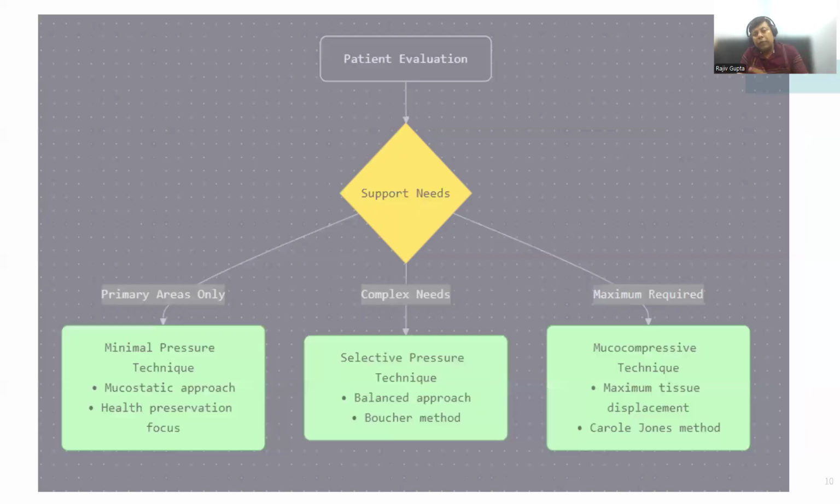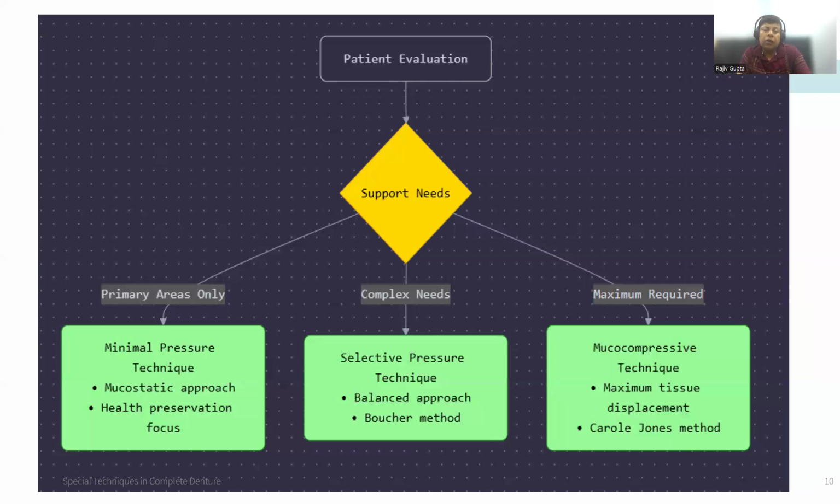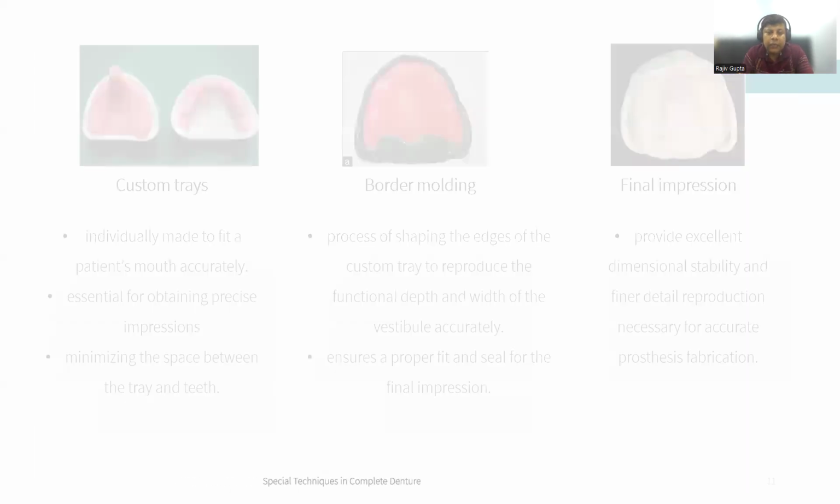So these are the basic steps included in the fabrication of a normal complete denture. So how do we decide what kind of impression technique has to be developed? There are different approaches suggested by various authors. One is your mecostatic approach, another is your mecocompressive approach. As the name suggests, mecostatic means we are giving very minimal pressure to the tissues. And when we talk about the mecocompressive, we are doing maximum tissue displacement, as in function. And then we have the selective pressure technique, which is the most commonly used technique in our day-to-day practice, given by Boucher. We'll be discussing all those techniques in detail as well.